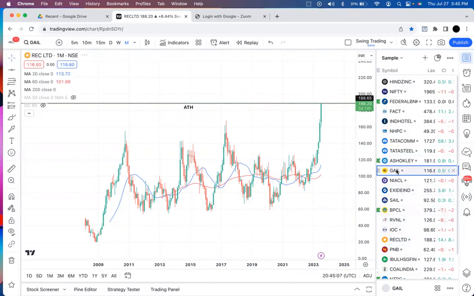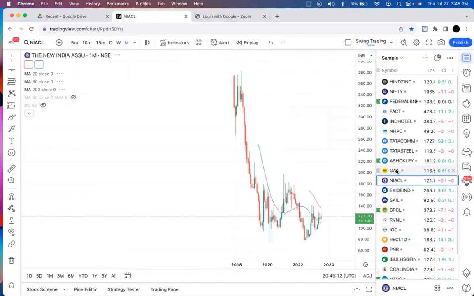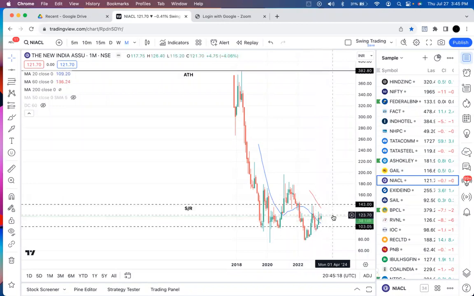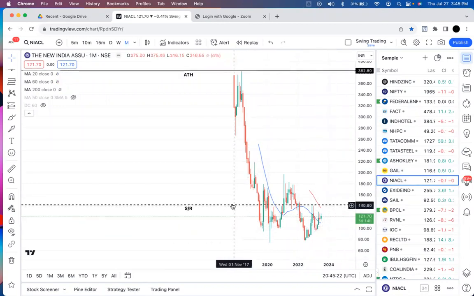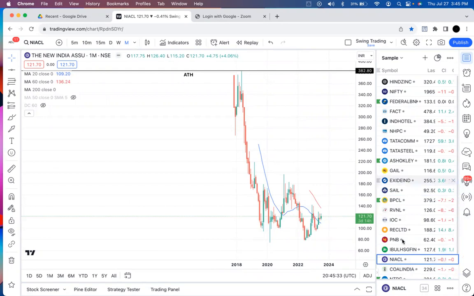All right, now the next one is NIACL, New India Assurance. Worth anything? No, look at that. The 20 is below the 60. For now, I'll get rid of these lines for the future, because I don't want it to be a mess. The all-time high is there. I'll move that all the way down here because I'm not so interested in that.